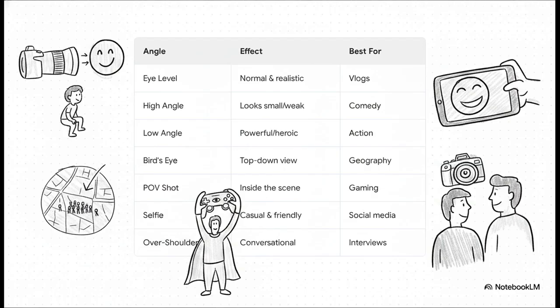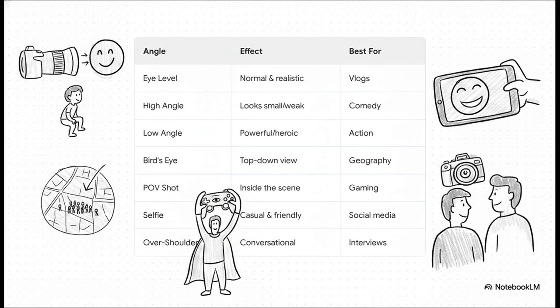We've got the eye-level shot for a normal, realistic vibe, perfect for your daily vlogs. The high angle, like we just talked about, makes subjects look weak or small, great for children's stories or comedy. Then there's the low angle, making them look powerful and heroic for those big action scenes. Need to show a whole crowd? Go with a bird's eye view for that map-like, top-down look.